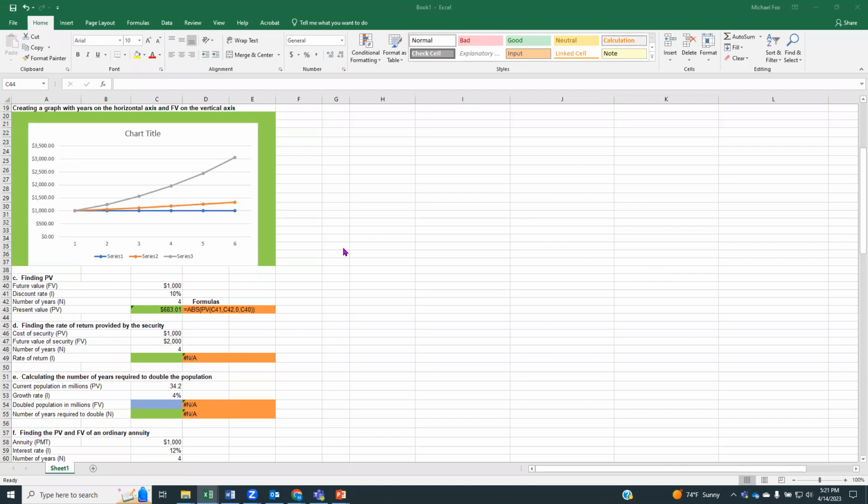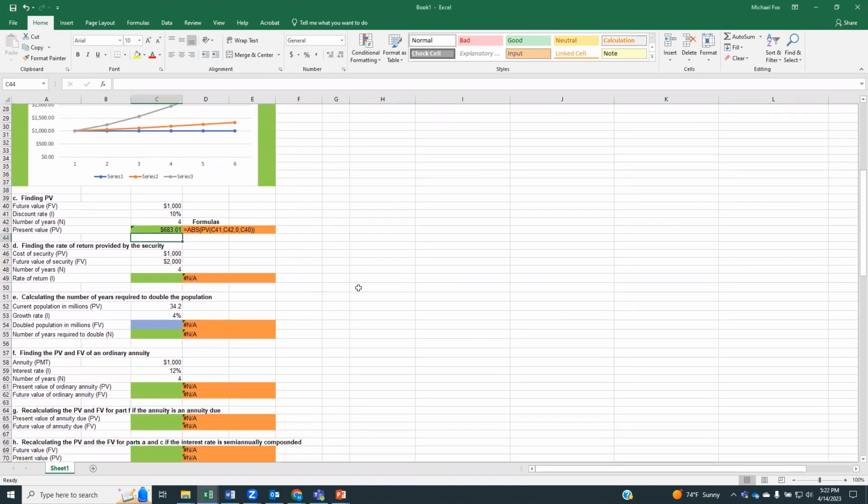Anyway, so D, we're going to find the rate of return provided by this investment. So now I have an investment that costs $1,000 and it will be worth $2,000 in 4 years. So we need to find the rate of return. So we have a special formula in Excel. It's called RRI. So it equals RRI. I click on the number of years for the NPER, which is number of periods, the present value, and the future value. Bam. That's pretty easy, right?